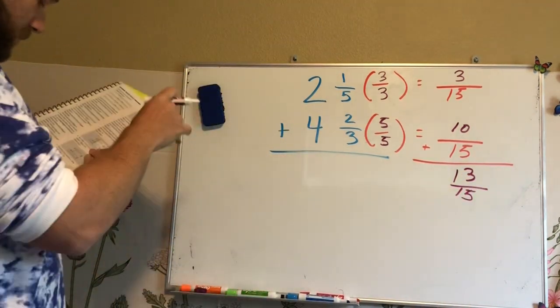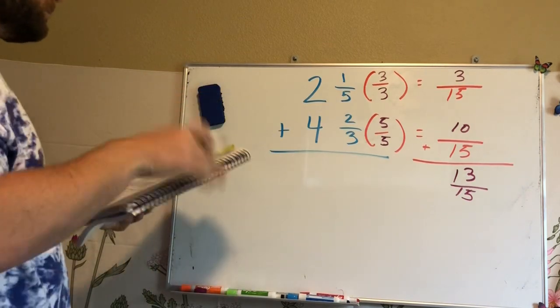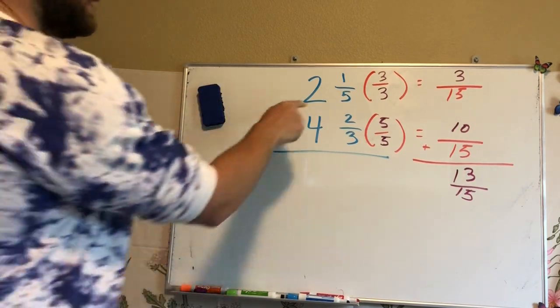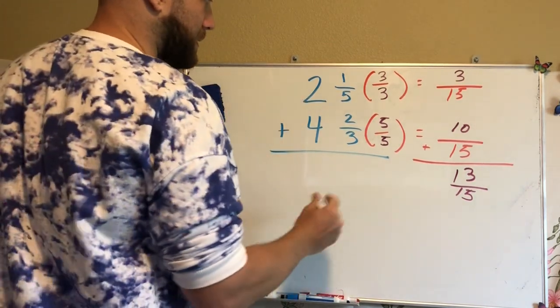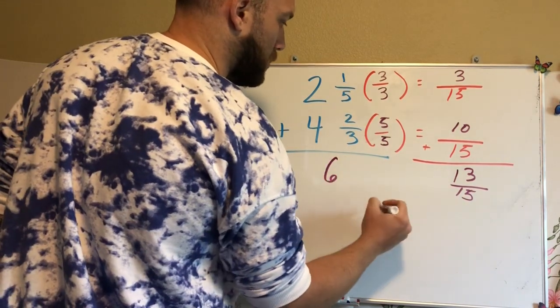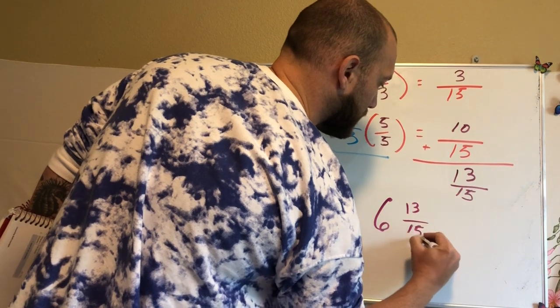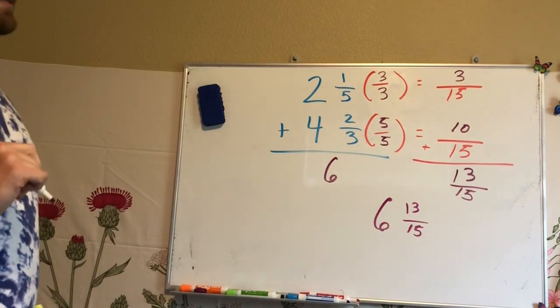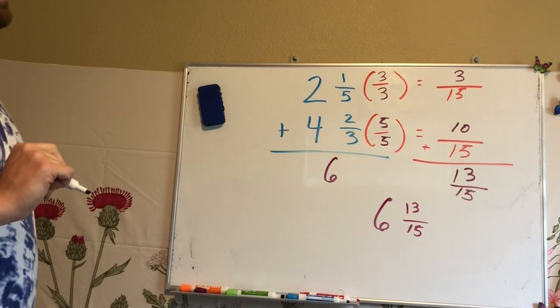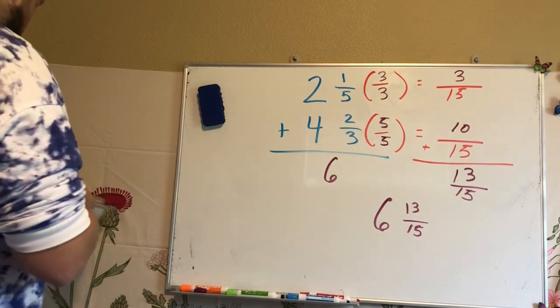Cannot forget, do not forget your actual whole number that you're adding together, 6. So bringing them together, you have 6 and 13 fifteenths. Just like so. All right.